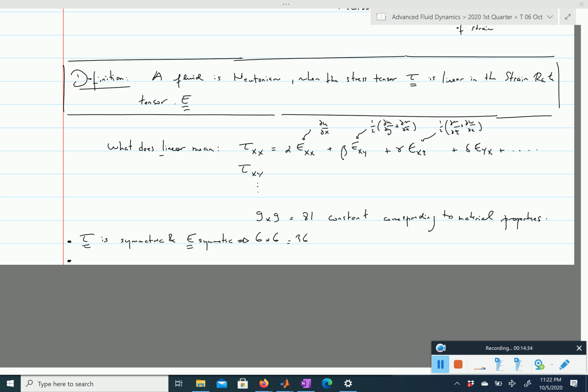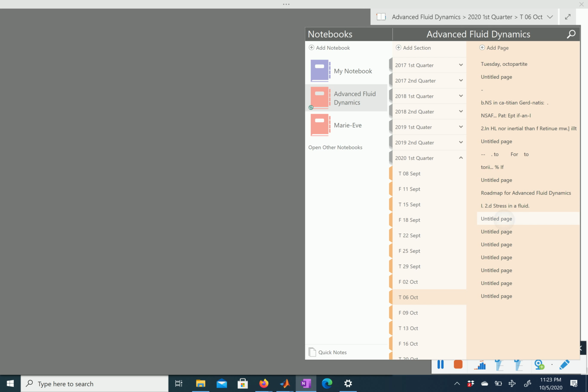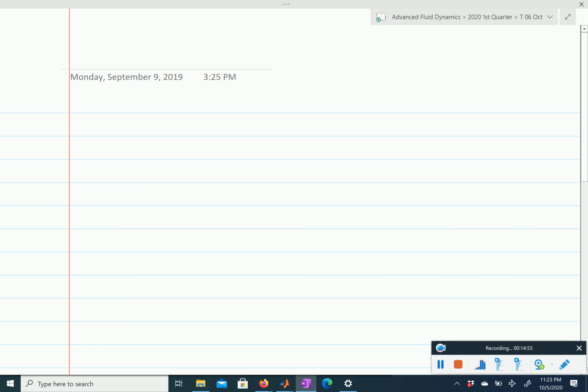It does not have a direction for which it's easier to shear than another. In principle, the fluid is the same in all directions. When something is the same in all directions, we say that this is isotropic. Well, if you add this assumption, so we have a symmetric tensor which is linear in another symmetric tensor and everything is isotropic, then mathematically, we're not going to show that, but you can show that the only linear relationship between tau and E can only be the following.